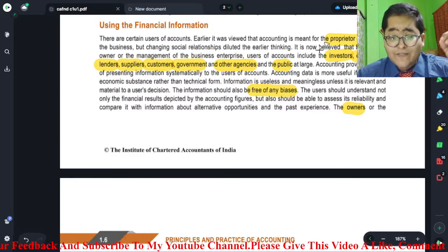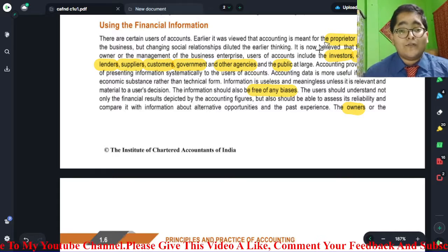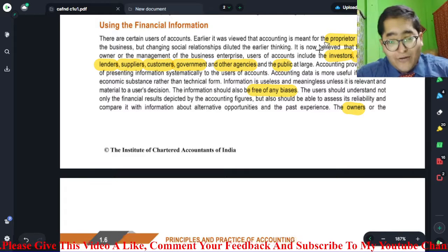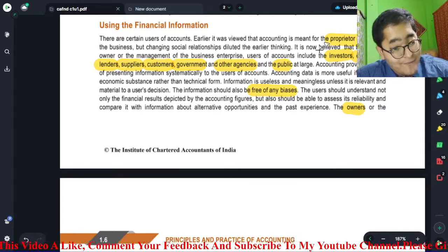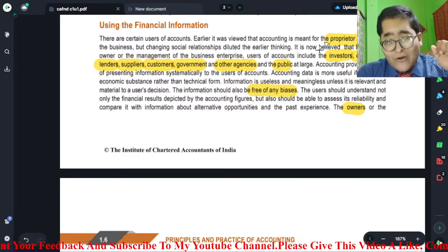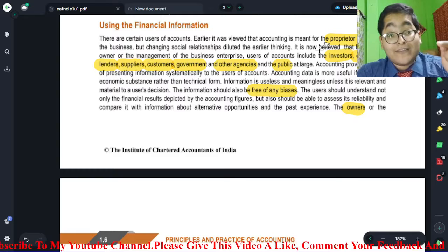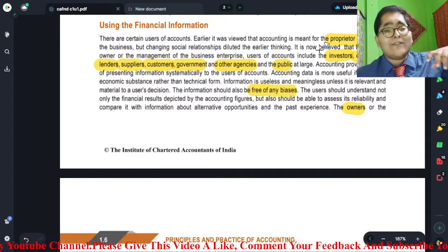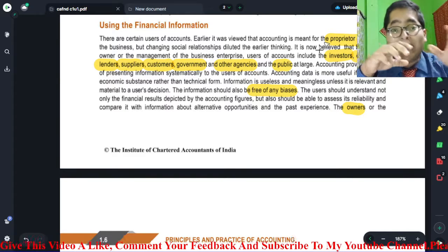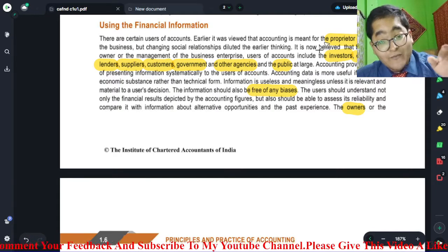But in today's times, in modern times, when a business is open to the world, there are many users of accounting. The users of accounting are investors, employees. Why investors? Whether an investor would invest or not would depend on whether the business in which he is thinking to invest is incurring loss or gaining a profit. If the business is gaining a profit, he would invest. So he needs to depend on the financial information.